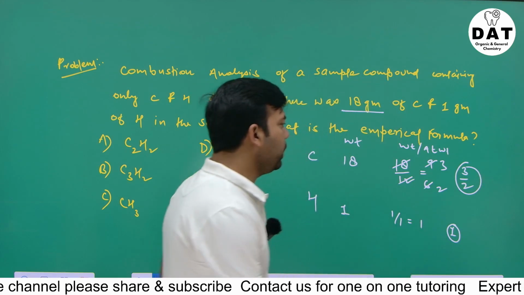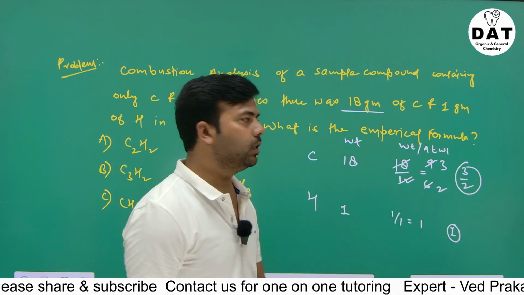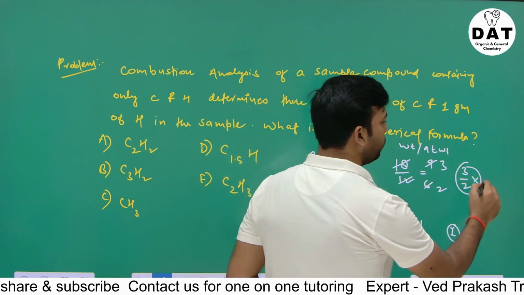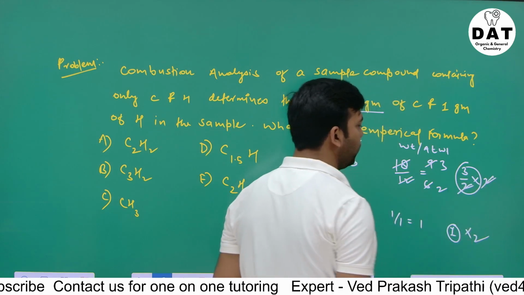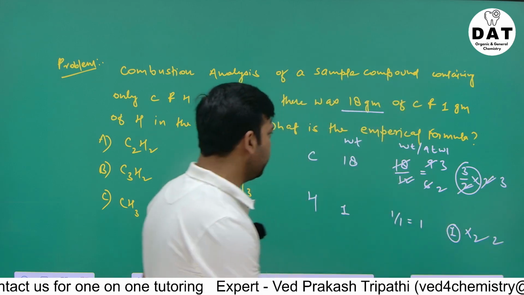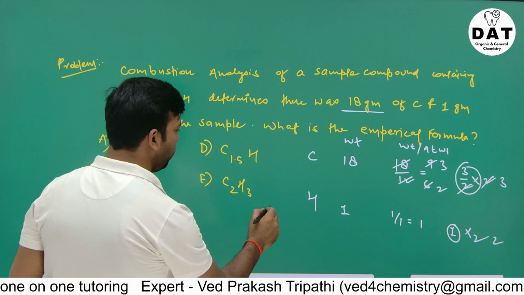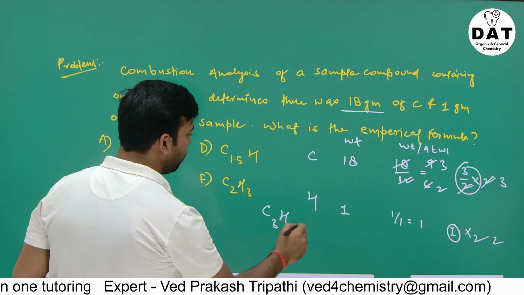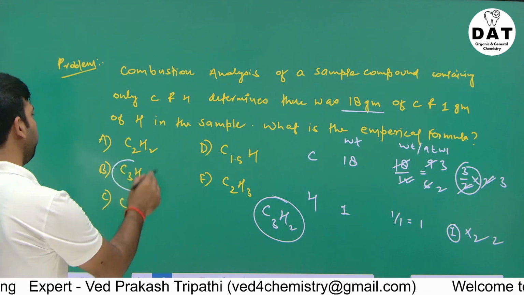So we can multiply by 2 on both sides, then we can remove this fraction. If you multiply by 2, this 2 cancels out. So you have 3 here and 2 here. Carbon is 3. The simplest ratio of carbon is 3 and hydrogen is 2. So it will be C3H2. Clear? This is my empirical formula, which is C3H2, option B.